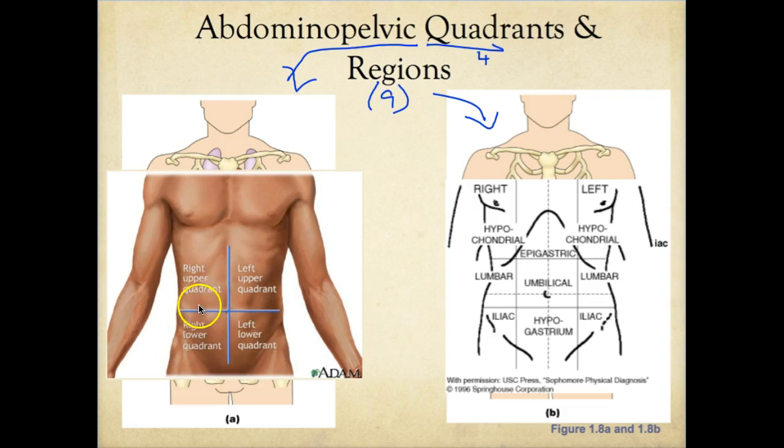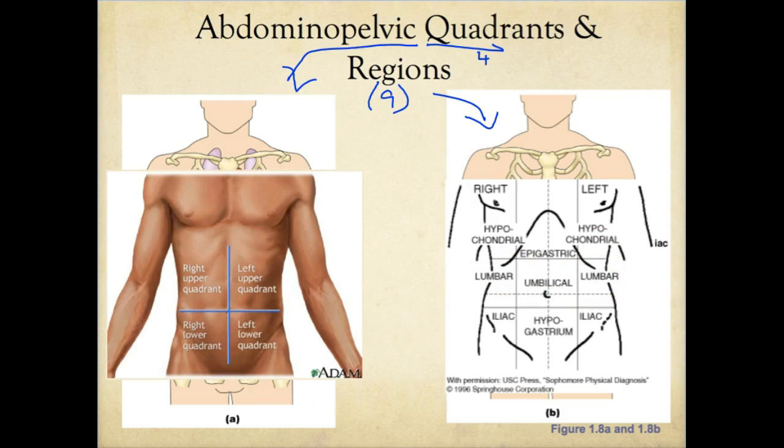But notice again, right and left. Right and left is not as we look at it. Right and left is again based on anatomical position. Same thing with our regions. Notice that we have these different regions. We have the iliac region, the hypogastric, umbilical, epigastric, hypochondriac, lumbar, etc.